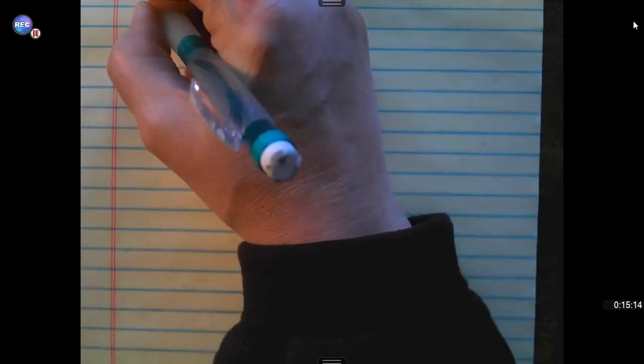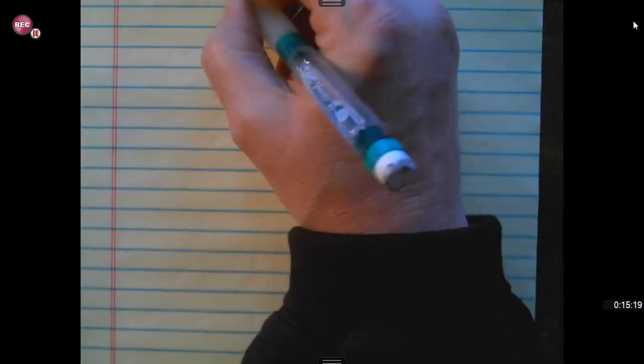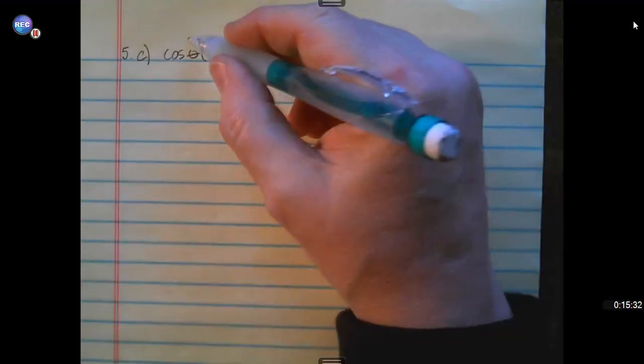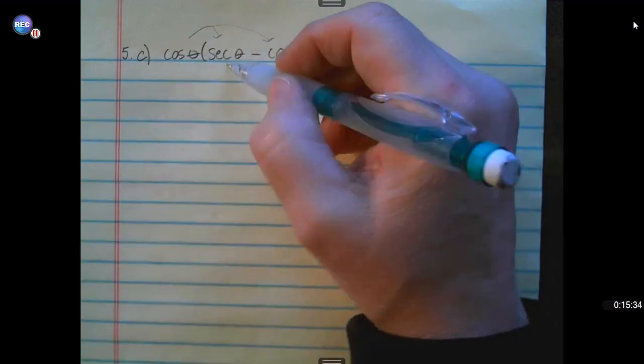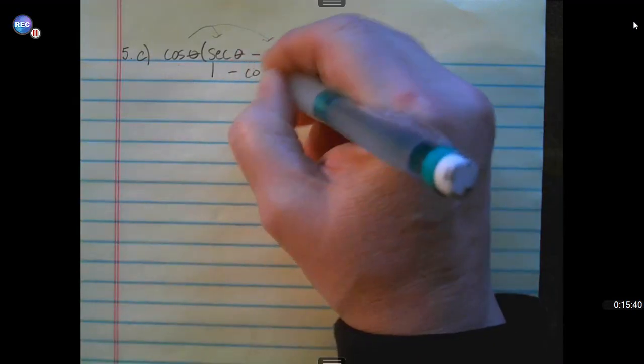So, just looking down the road, this is number 5, letter C. It has cosine theta times the quantity secant theta minus cosine theta. And you could change that secant theta to 1 over cosine, or like I said before, if you multiply something by its reciprocal function, you get 1. And it's just that easy. Minus cosine squared theta, and I think you can see where I'm going with that.